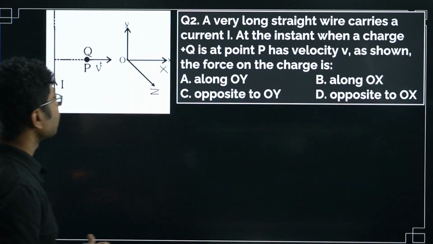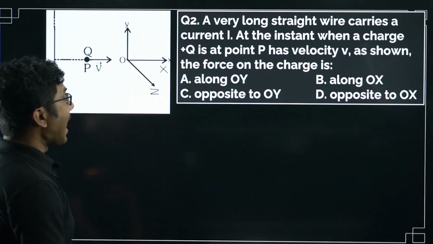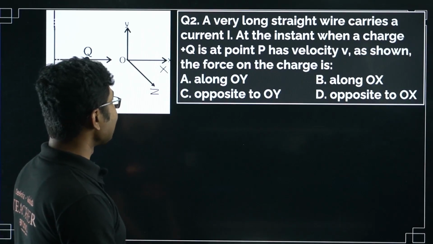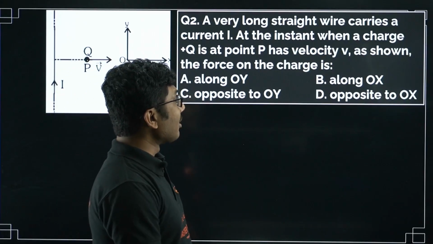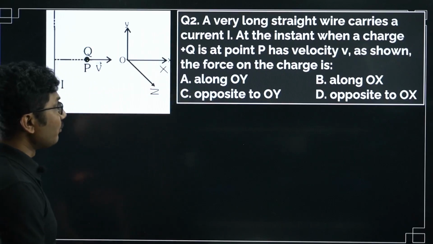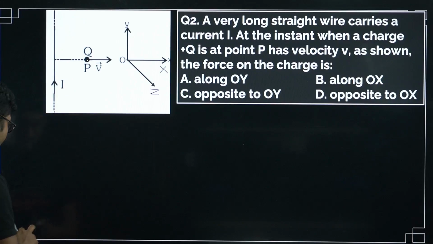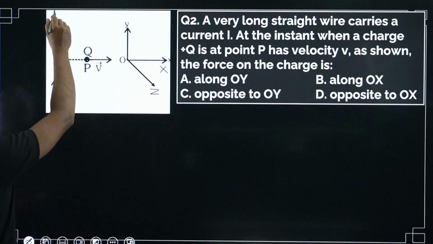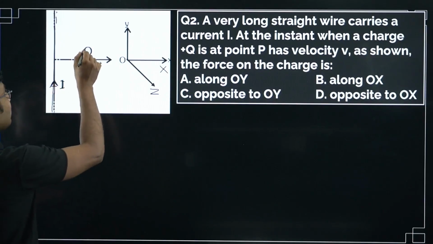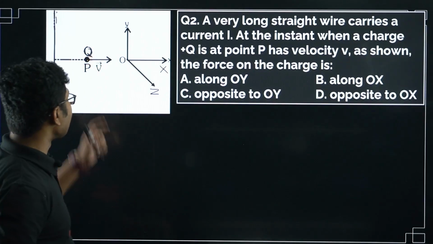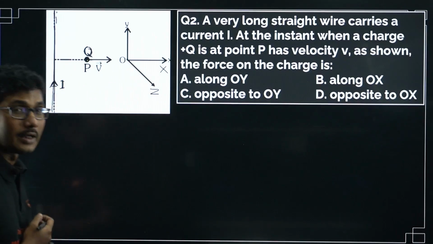Now next question. A very long straight wire carries a current I. At the instant when the charge +Q is at a point P, it has a velocity V as shown. The force on the charge is. So there is an infinitely long current carrying wire which is carrying a current I, right? You can see that there is a charge Q placed at the point P. When the charge is at this point, what is the direction of force acting on this charge?